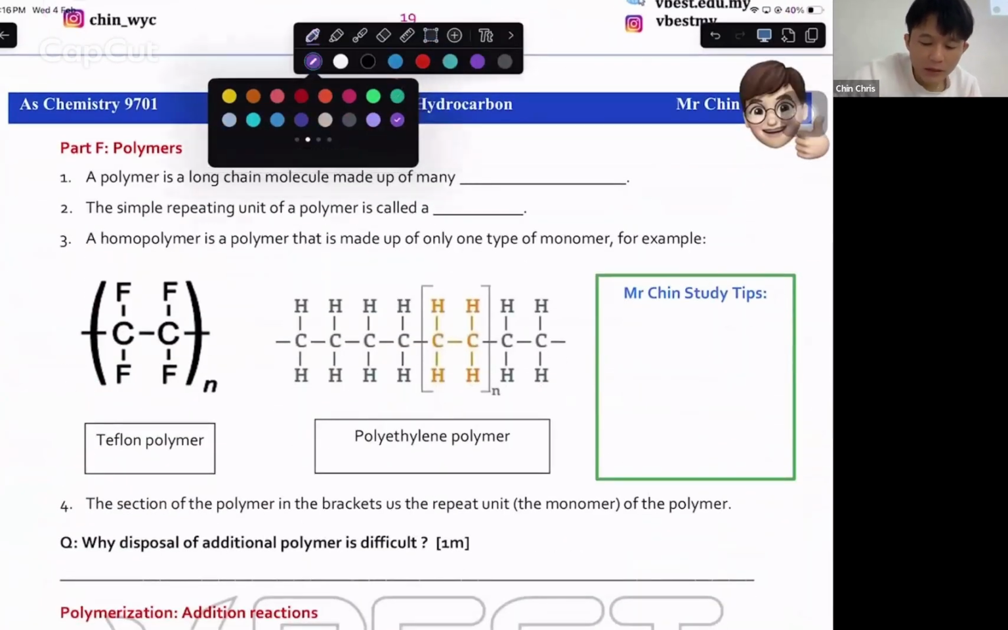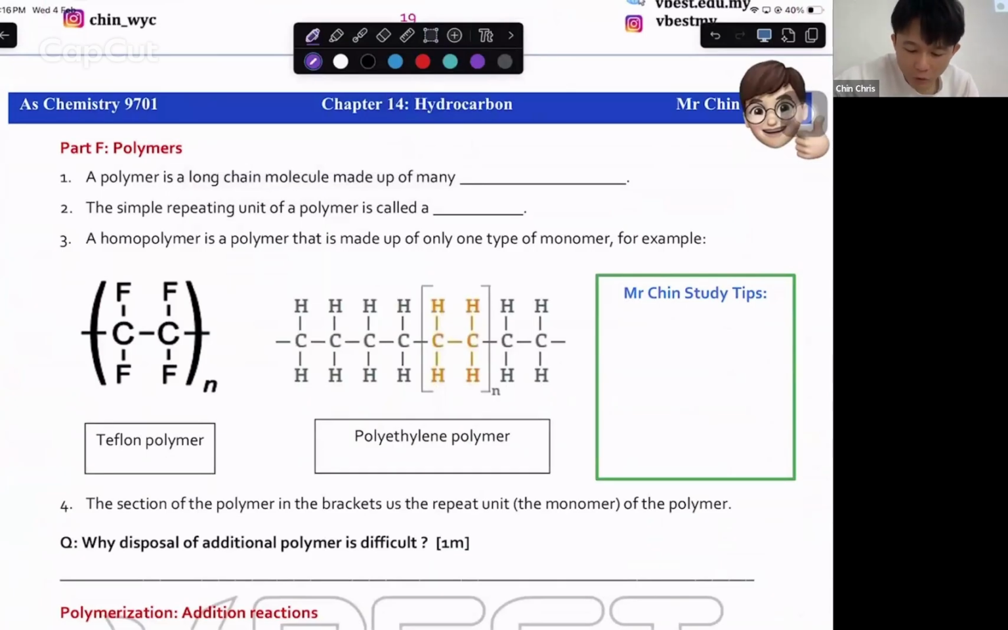So let's look at polymer. A polymer is always a big molecule formed by many monomers. And the simple repeating unit is known as a monomer. That's it. Okay, please write down.